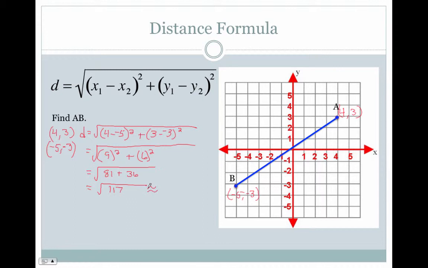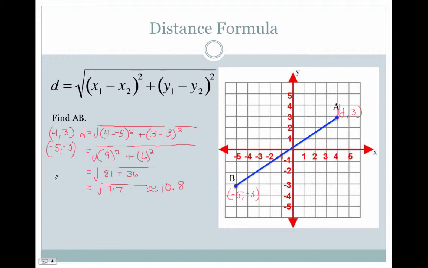Uh-oh, gotta grab my calculator. Hang on just a second. Square root of 117. I think I already showed you where the square root button is. So square root of 117 should be 10 point something, like 10.8. Oh, I was right. 10.8.